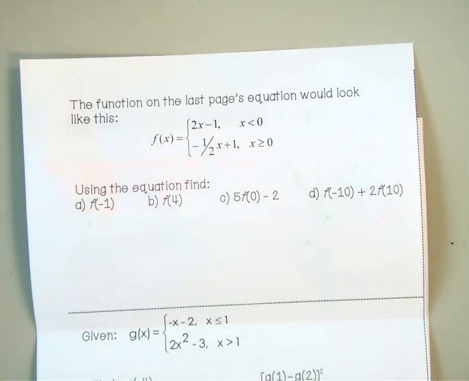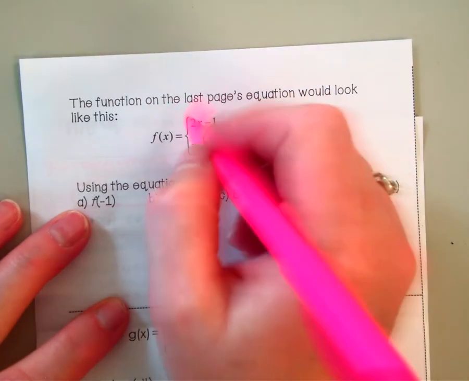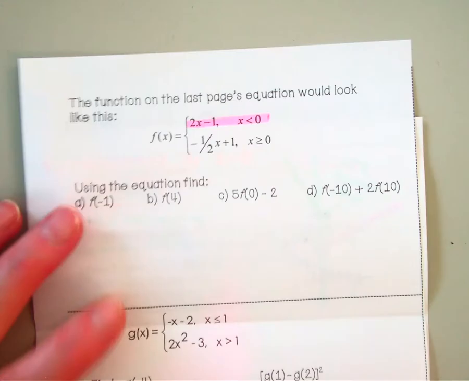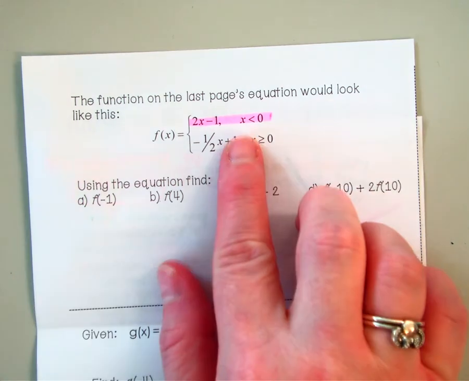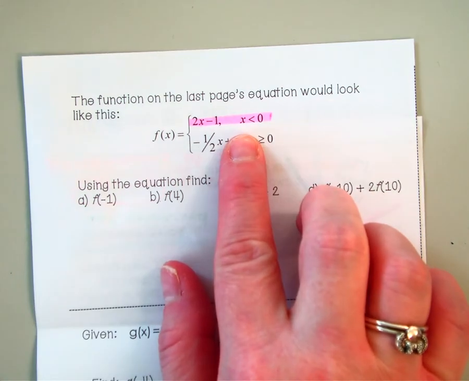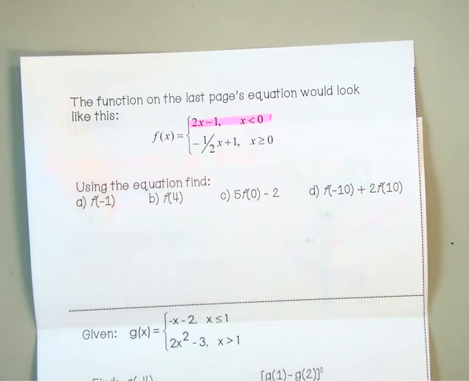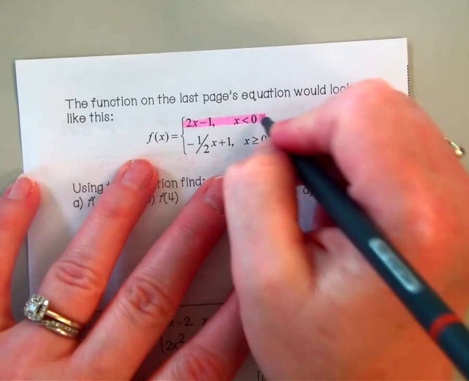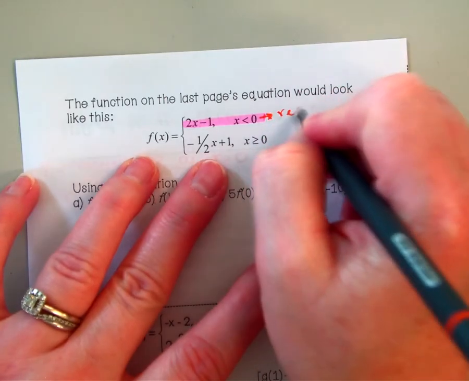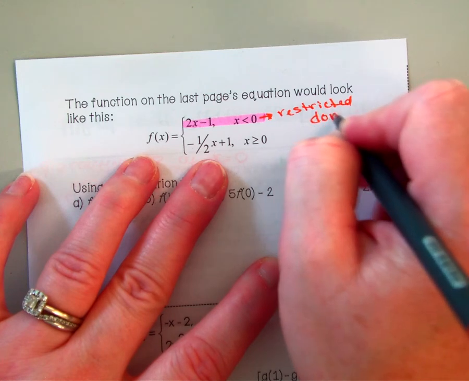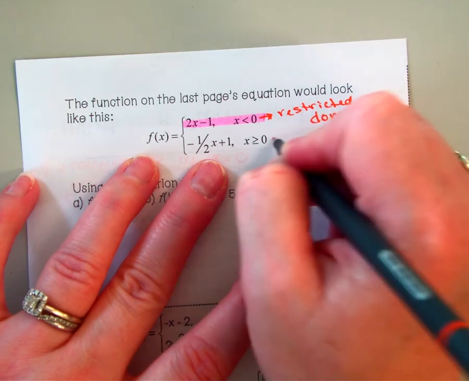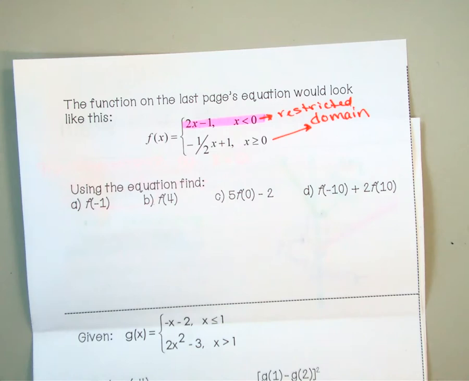So this is actually what the equation of that last graph looks like. As you can see, we have two pieces. One of our pieces was the graph of 2x minus 1, and we had that when x was less than 0. So this is a restricted domain. It's telling us we only used that part of the graph when x was less than 0.